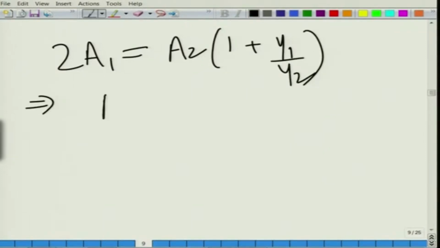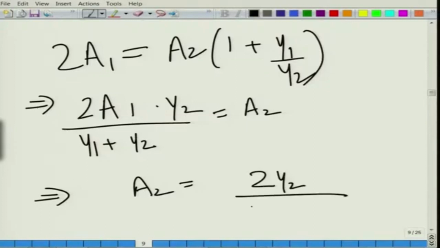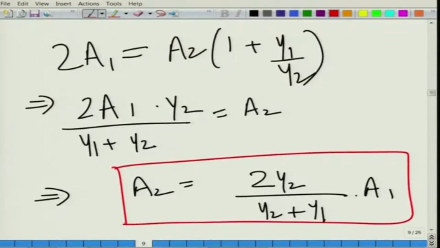So 2 times A1 into y2 is equal to A2 times (y1 plus y2), that is, A2 equals 2y2 by (y1 plus y2) times A1. We are going to get this. We have to keep this equation aside; we will call this equation 3.